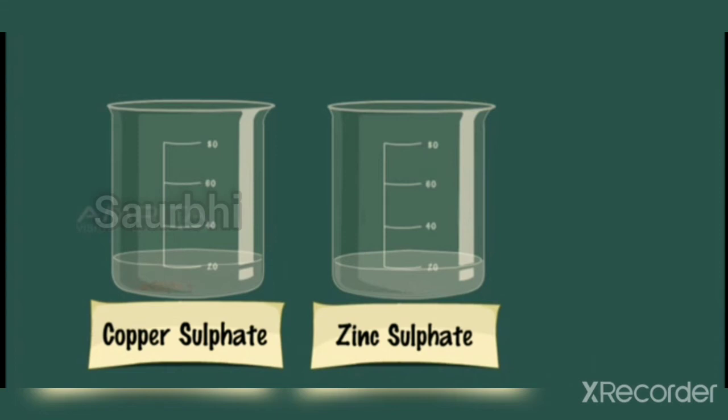Now in case of zinc sulfate solution, it remains colorless and zinc particles settle down at the bottom of the beaker. It indicates that aluminum is more reactive than zinc and it can displace zinc from ZnSO4 solution. It forms a colorless solution of Al2(SO4)3.